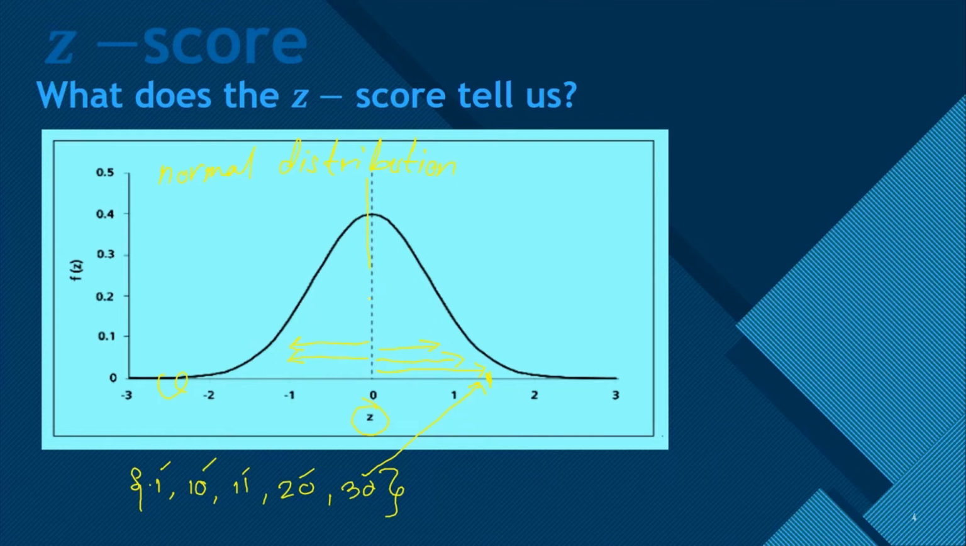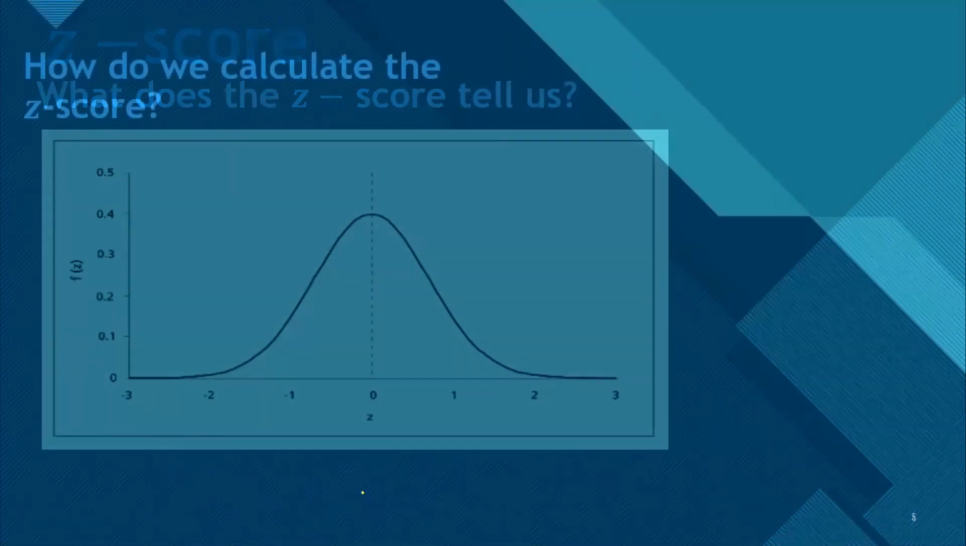Pero bago natin mag-convert sa z-score, yung bawat data dito, bawat value dito, kailangan alam na natin yung mean at saka yung standard deviation. Yung mean ng data set na ito, kailangan alam na natin, at saka yung standard deviation. Without knowing the mean and standard deviation, hindi natin ma-convert sa z-score.